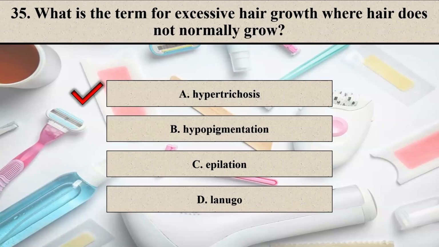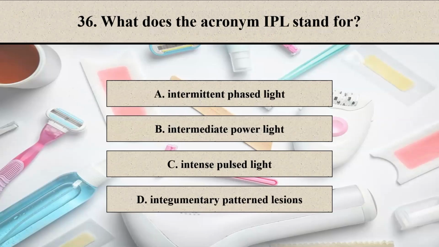If you chose A, hypertrichosis, you are correct. What does the acronym IPL stand for? Is it intermittent phased light, intermediate power light, intense pulsed light, integumentary patterned lesions?